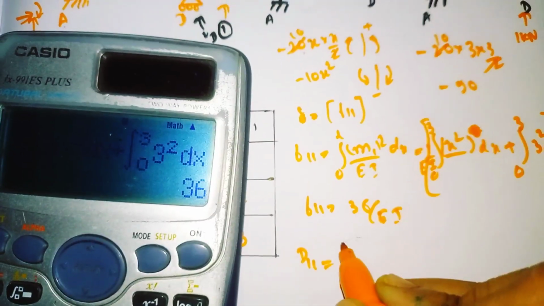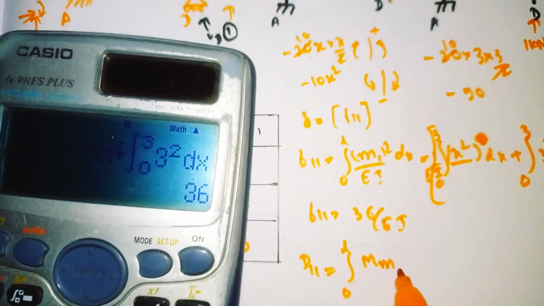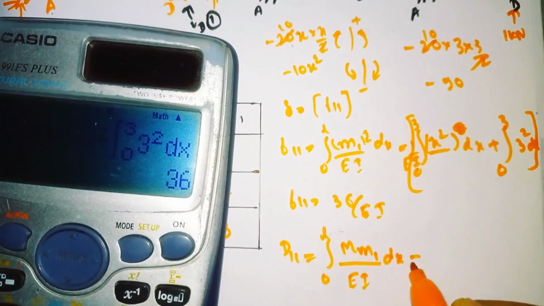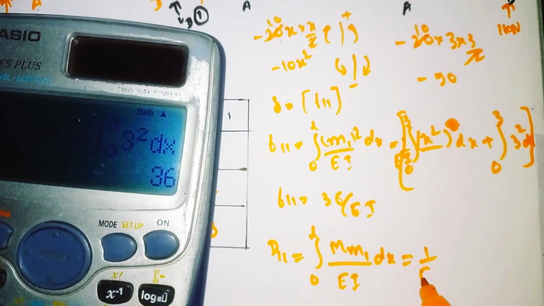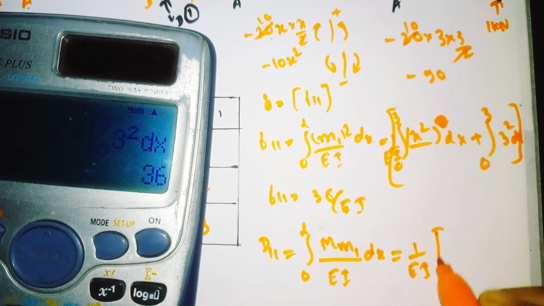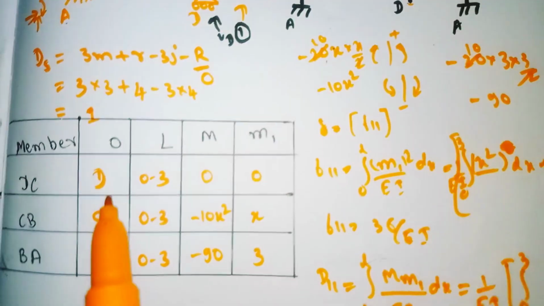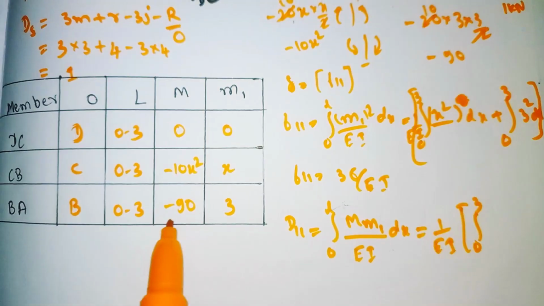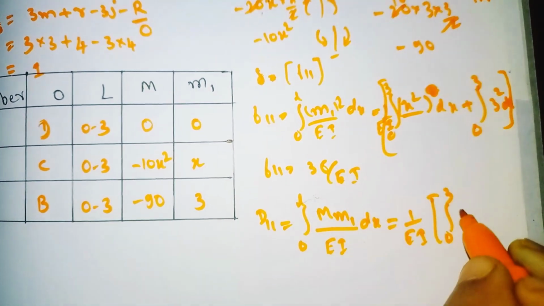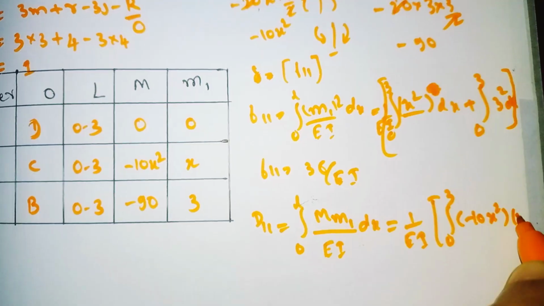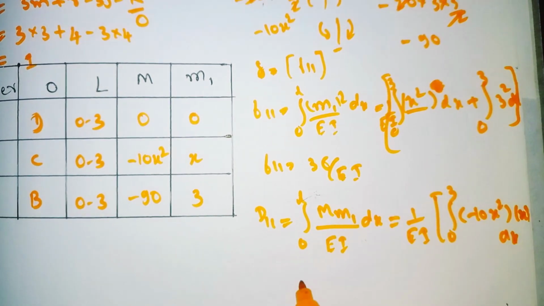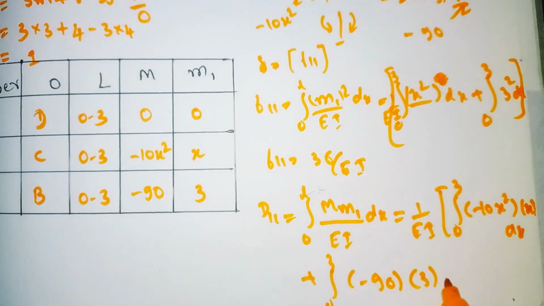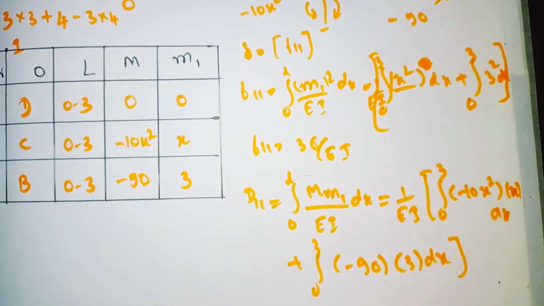For that we have the formula integration of 0 to L, capital N into small m1 divided by EI, dx. Now put all the values. 1 divided by EI I am taking outside, integration of 0 to 3. For DC the value is 0, 0 into anything becomes 0. So for CB this into this one, and for BA this into this one. So minus 10 x square into x dx plus integration of 0 to 3 minus 90 into 3 dx. Close it. So now solve it.